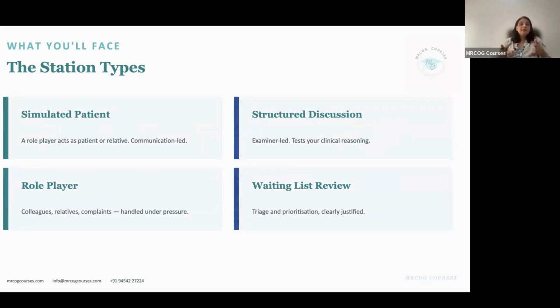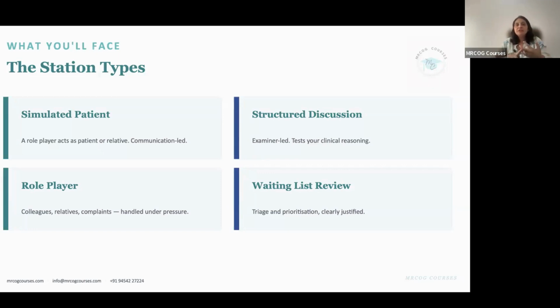Now, this role player can be a patient, or this role player can be your junior, whom you have to teach. So your role player task can be a simulated patient task or a simulated colleague task. In both of these tasks, you are only talking to the person sitting in front of you, and the examiner is just sitting at the side and watching you. He is not actively interacting with you. You are only interacting with the role player.